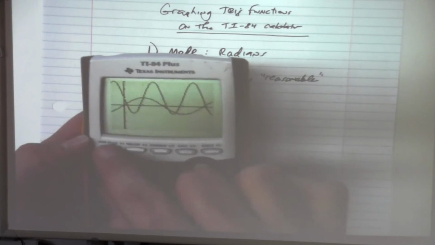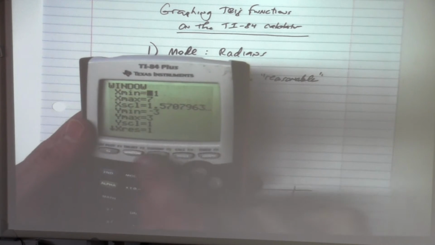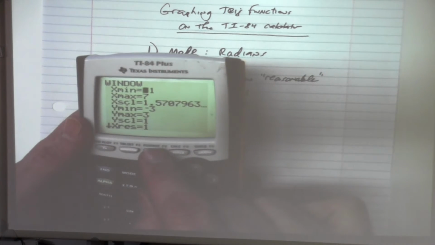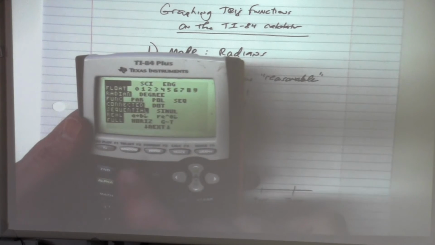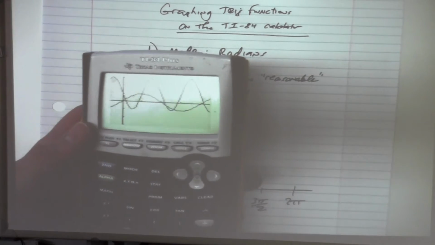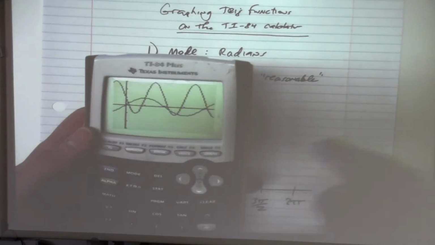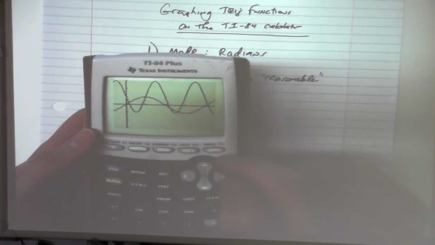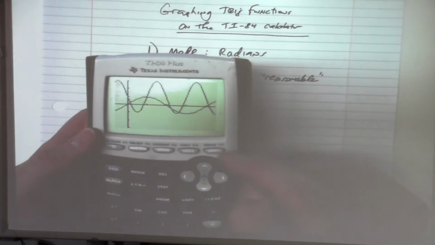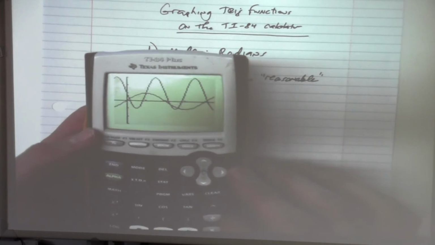All right, so once again, enter it here. You make sure that you have a window that's reasonable. You make sure that you're in the right mode of radians, and then you can graph a basic sine curve or all of the changes. And of course, you can do the same thing with cosine. One more thing now, let's look, that sine and cosine are pretty much done the same way here.